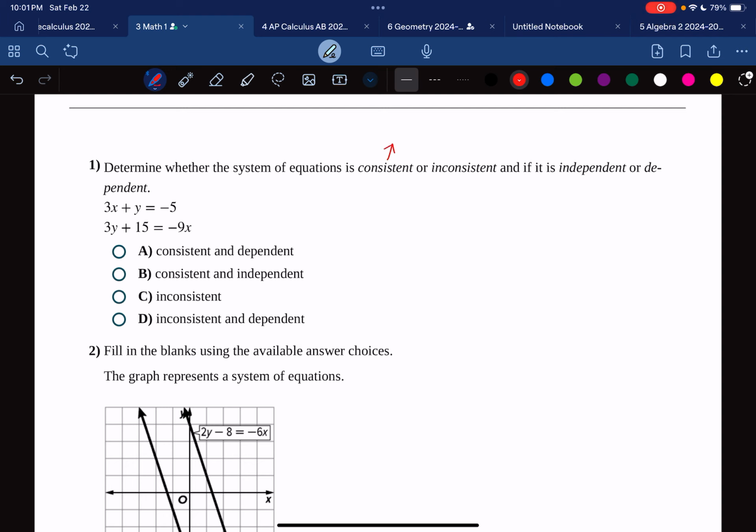Consistent means there is an answer. Inconsistent means that there is no answer. Independent means that there is one answer. And dependent means that there is an infinite number of answers.